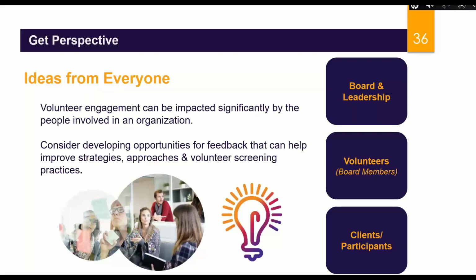Speaking of clients, your participants are also really important to include in the feedback loop. So here are some questions that you might want to ask them as well. What is their overall experience with the program or service? What do they look for, need, or expect in relation to a volunteer? What experience do they value most? What keeps them coming back to your organization or your programs? And what do they say about the organization? If someone were to ask them on the street, hey, do you know about this organization? What kind of things would they say about us? What comes top of mind when they think about the organization?